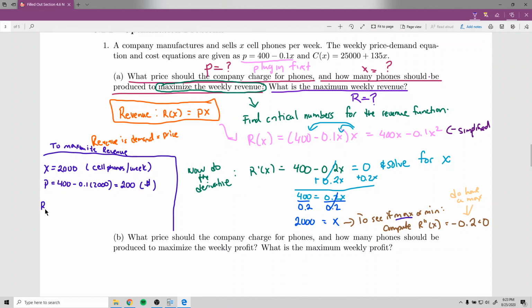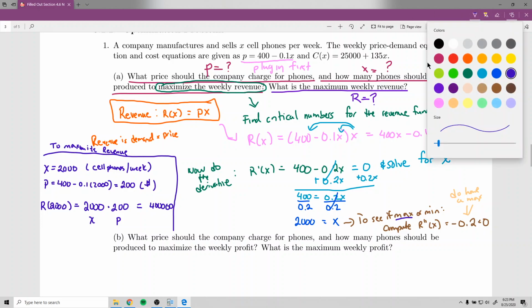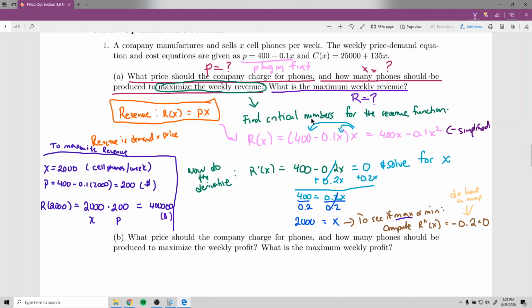And then the revenue, if we sell 2,000, because that's the last step, what is the maximum weekly revenue? Well, it's just P times X. So if we're selling 2,000 cell phones per week at a price point of $200, we just multiply those together and we get 4 with 5 zeros after it. But you can type that in your calculator, but this one's just straightforward. You can count the number of zeros and multiply the 2 by 2. So our maximum revenue is 400,000, and if we're talking about units here, it's in dollars.